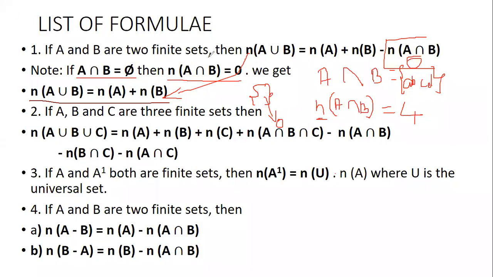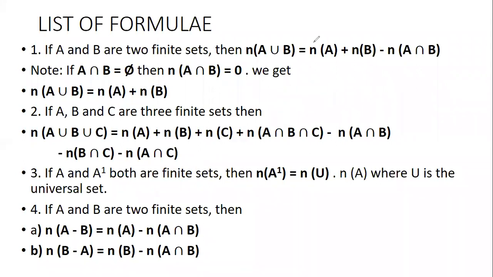So the first main formula for you to understand to solve sets is n of A union B is equal to n of A plus n of B minus n of A intersection B. Here n means cardinal numbers in the set, the number of elements present in the set is to be considered. This is the main formula. Let's say this is formula 1.